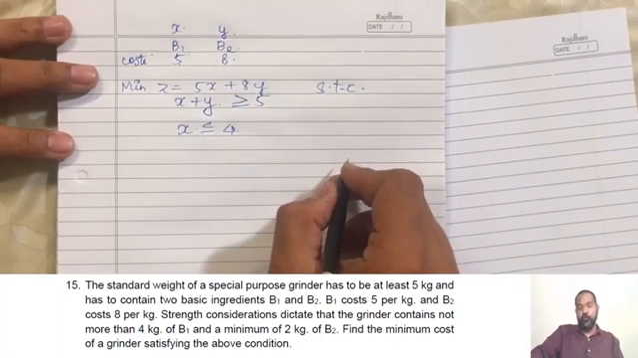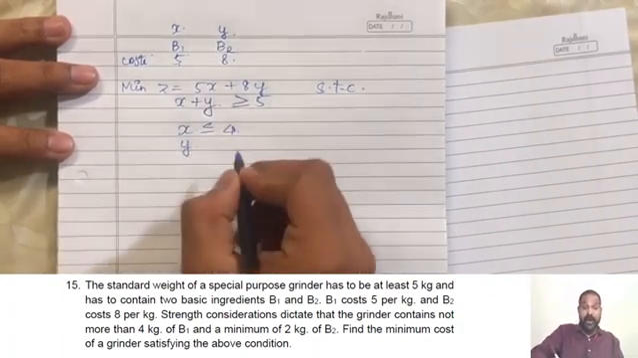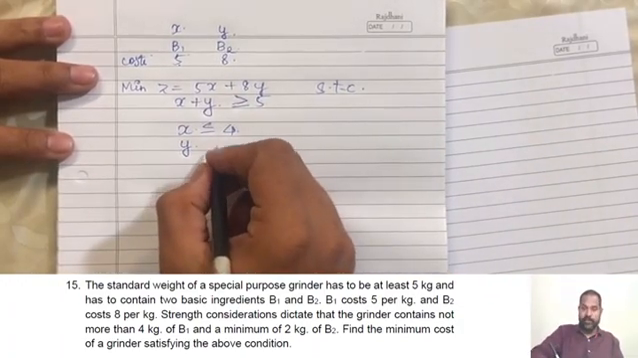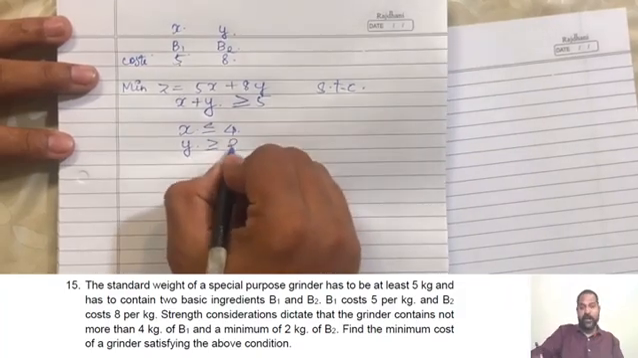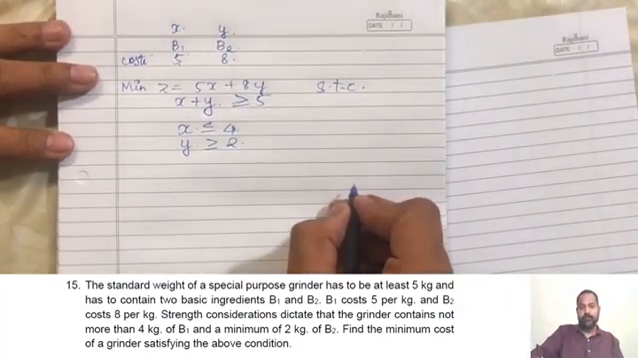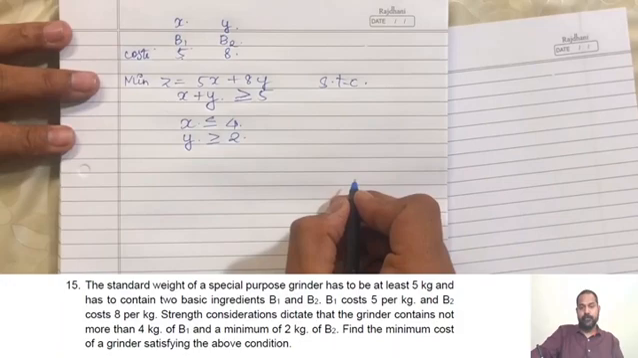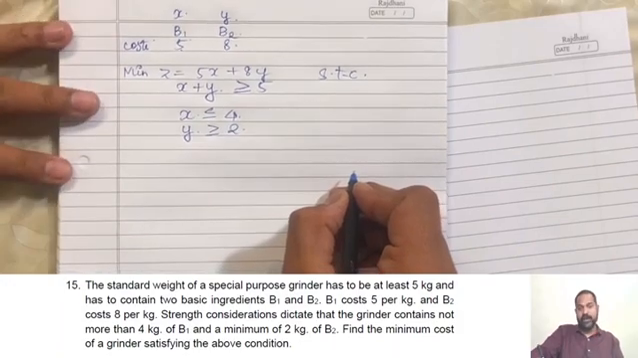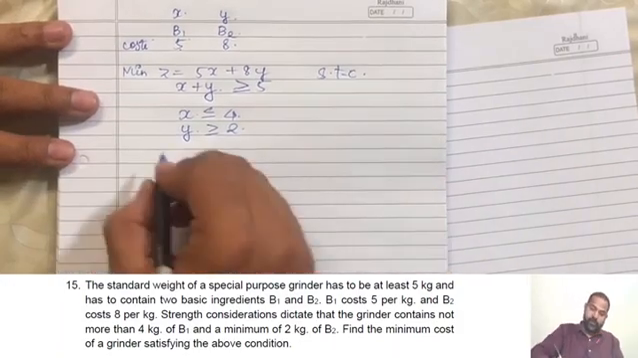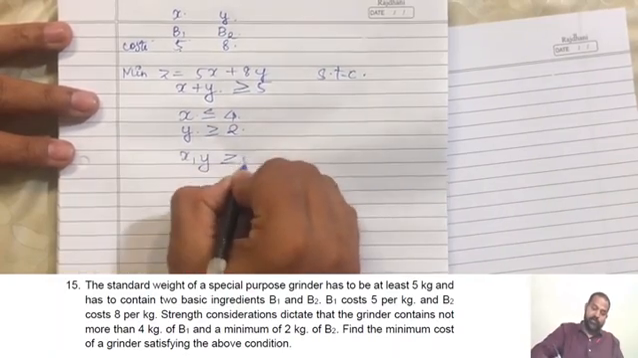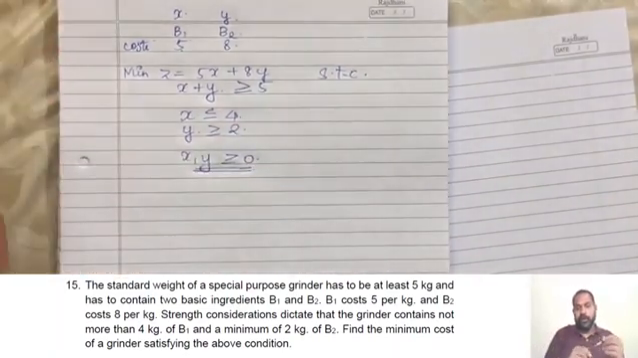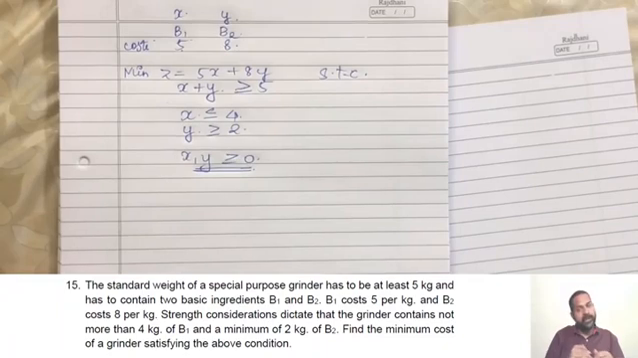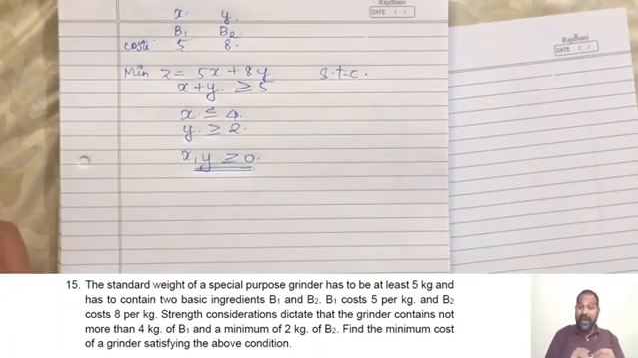And a minimum of 2 kg of B2. B2 is Y. This Y should be at least 2 kg, which means this Y should be greater than or equal to 2. The minimum cost of the grinder satisfying the above condition is, so where X and Y are always greater than or equal to 0. Another beautiful question where all limitations are only and only on the weights and nothing else.